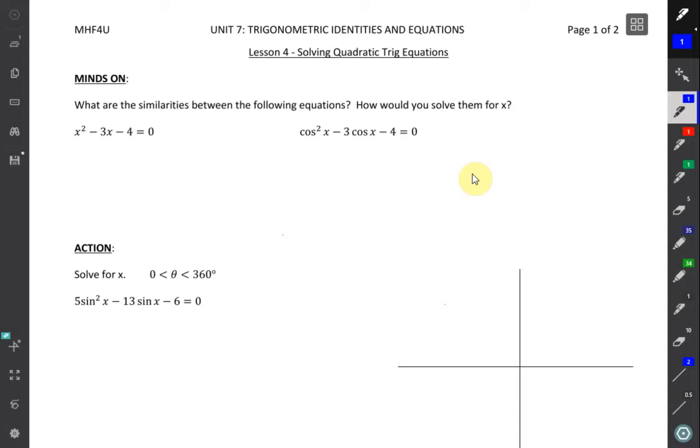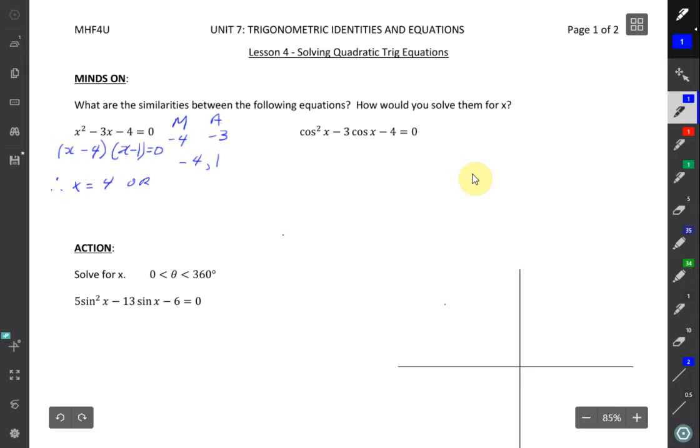This quadratic here is a simple trinomial. So we want to know what multiplies to minus 4 and adds to minus 3. In this case, minus 4 and 1 satisfy that requirement. Factoring, because it's a simple trinomial, we just need to put an x in front of each bracket and the number that we found with it. So x minus 4 times x minus 1 is equal to 0. Therefore, x equals 4 or 1.